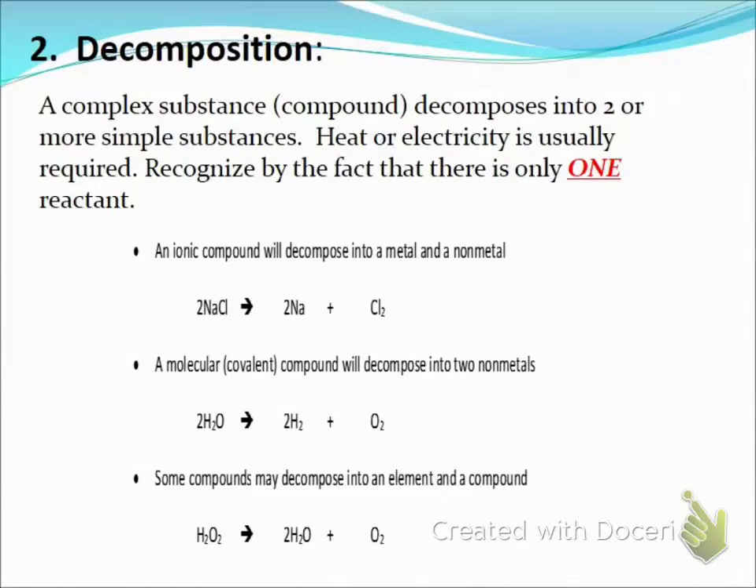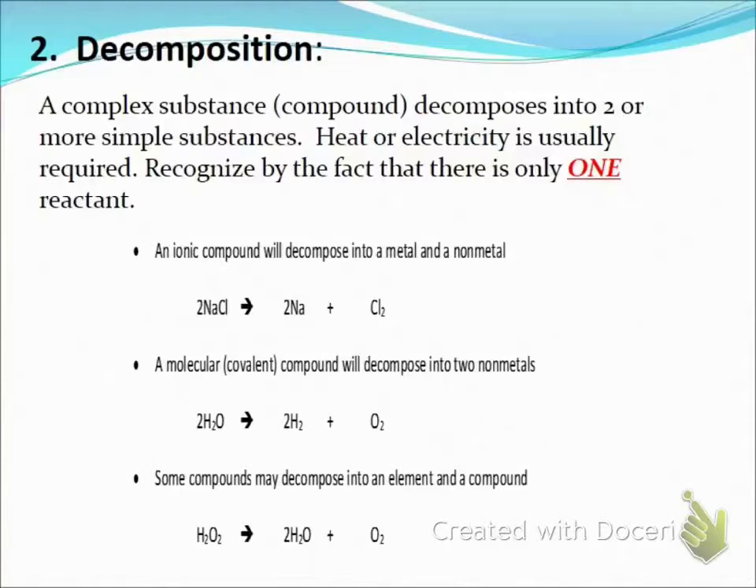Decomposition is when we have a complex substance and we break it down into two simpler substances. Sometimes that could just be two elements. Sometimes it'll be two simpler compounds. So here's a couple of examples. Again, I'm not going to insult your intelligence by reading to you. It's not story time with Miss Parker. You're going to recognize these by the fact that there's only one reactant.